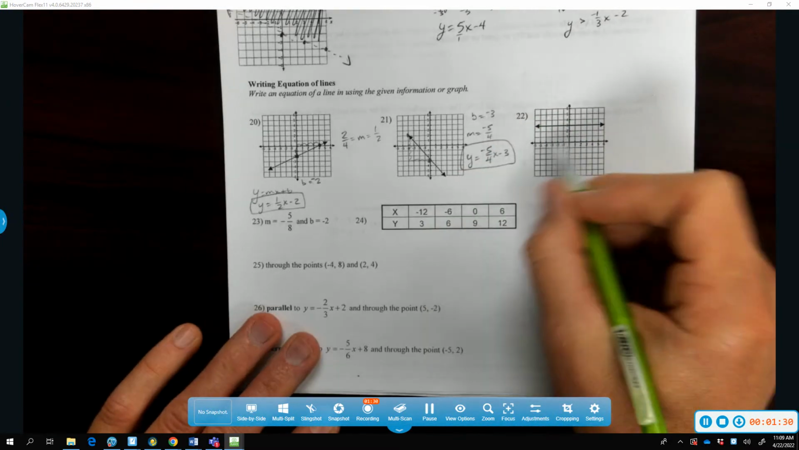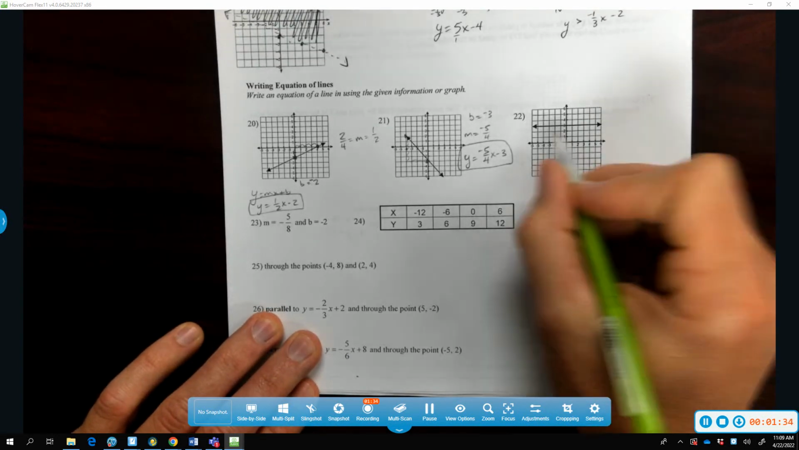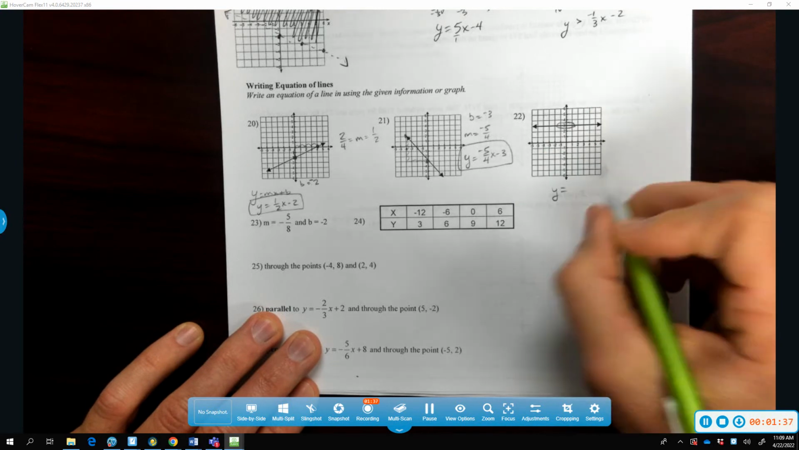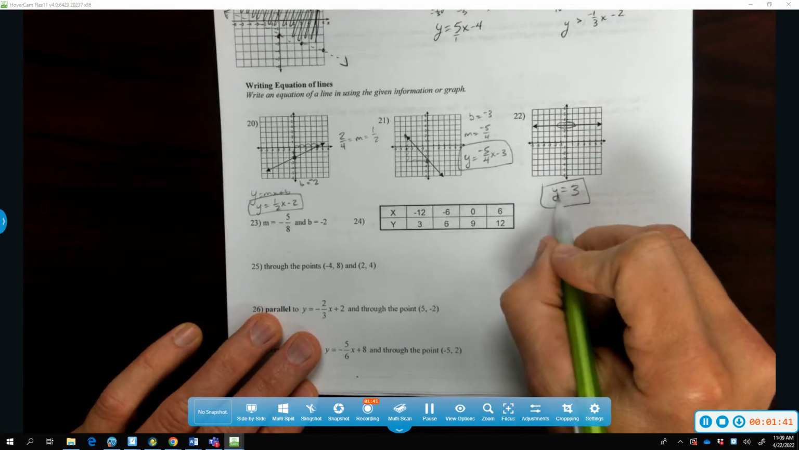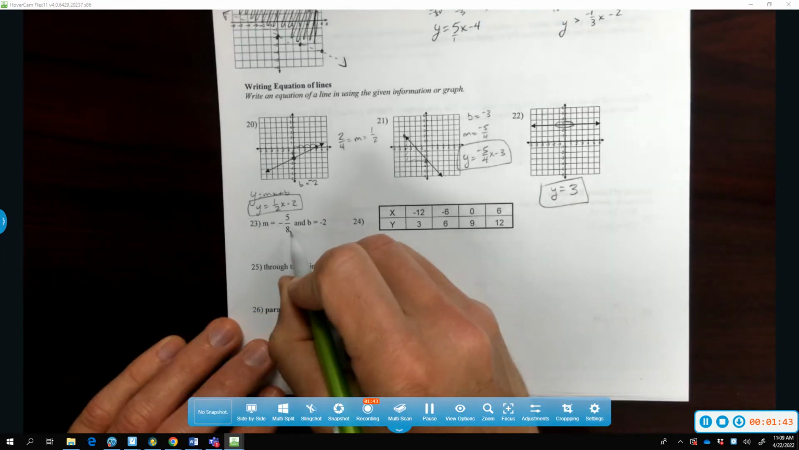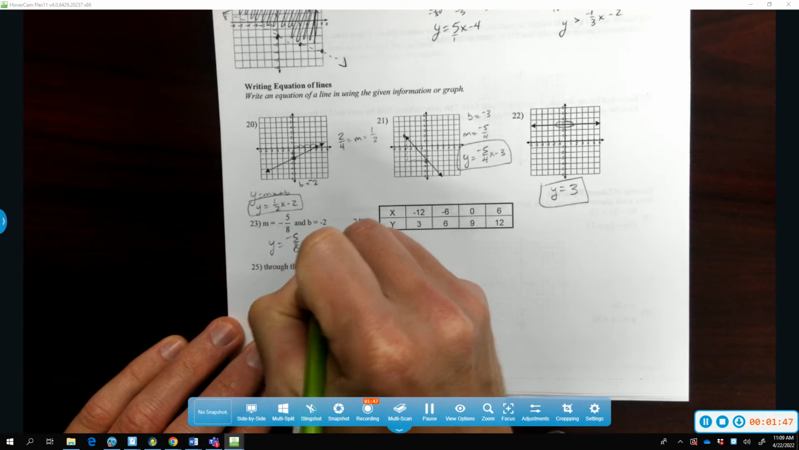Now number 22 is a horizontal line. Any horizontal line is going to be in the form y equals a number. What number? The y value, right? So y equals 3. No matter what the x value is, y is 3. Number 23, we have m, we have b, so let's plug it in. So y equals negative 5/8 x minus 2.